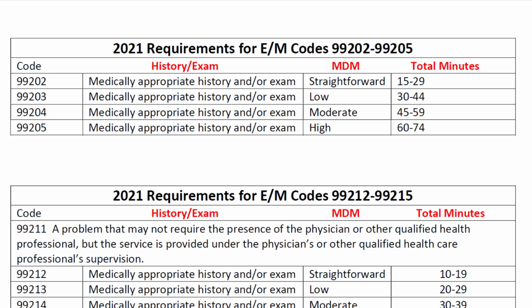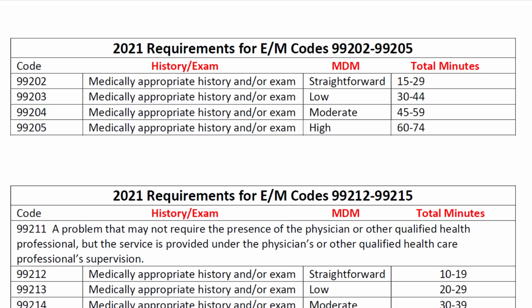Well, that's not correct. The time component of the old E&M codes only came into play when you were doing counseling and coordination of care that was taking up at least 50% of your face-to-face time with the patient, which was usually not what we were doing as chiropractors. I mean, sometimes, but not very often. So that was a mistake that a lot of chiropractors were making. But now for 2021, beginning January 1st, which has already passed, they're trying to make this easier for us.